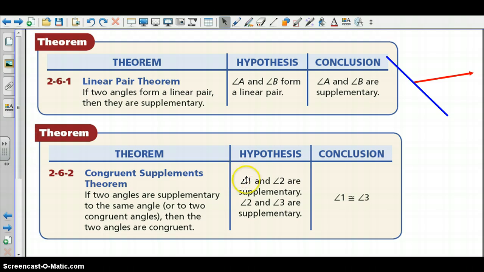We could say angle 1 is congruent to angle 3, not supplementary, because 1 and 3 are both supplementary to the same angle. So for example, if the measure of angle 1 was 80 degrees, the measure of angle 2 would have to be 100. That would mean for 3 and 2 to be supplementary, 3 would also have to be 80 degrees. That makes it congruent to angle 1.